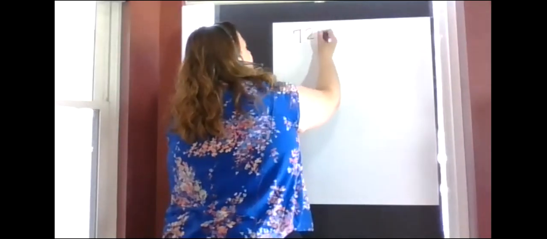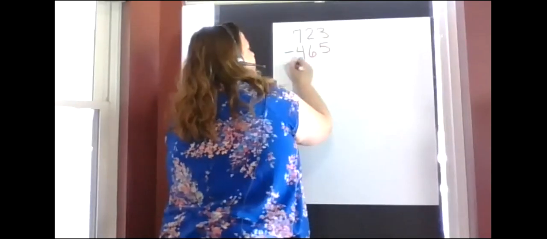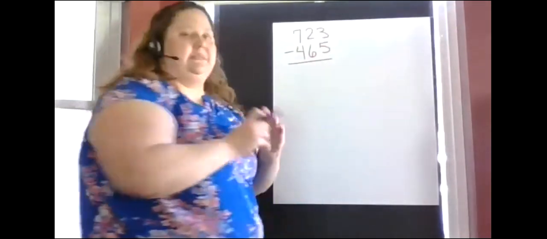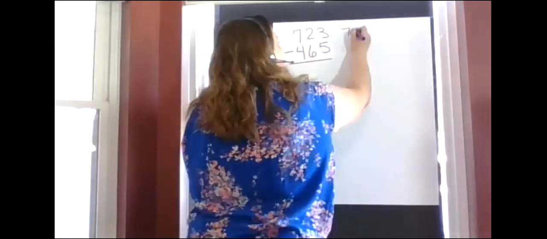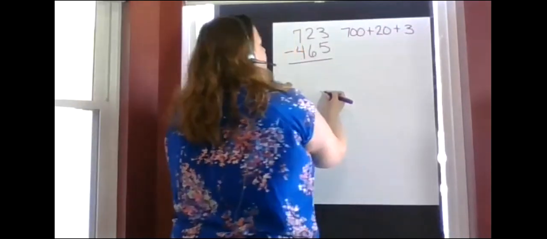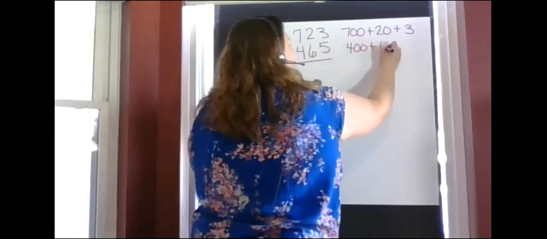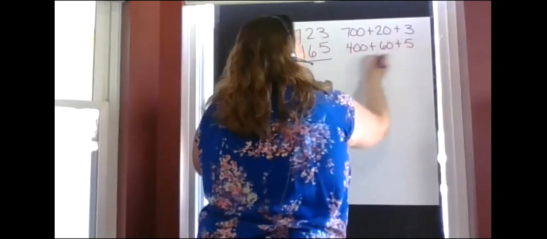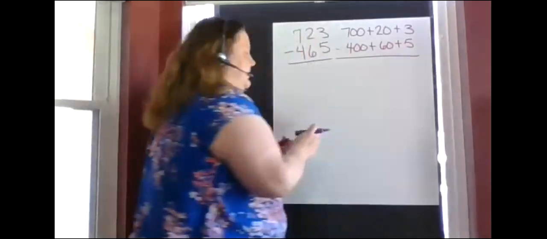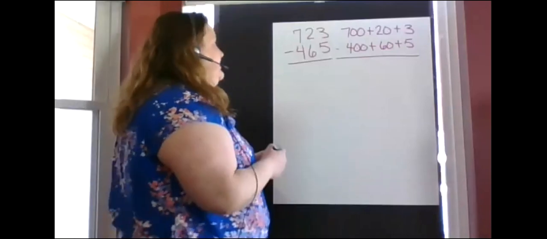So if we have something like 723 minus 465, I am going to use expanded notation. I'm going to expand out 723. So that is 700 plus 20 plus 3. 465 is 400 plus 60 plus 5. And now I want to subtract these. So I'm going to subtract by place.